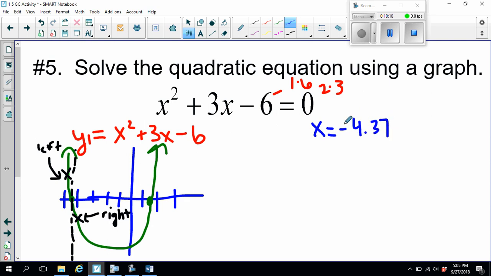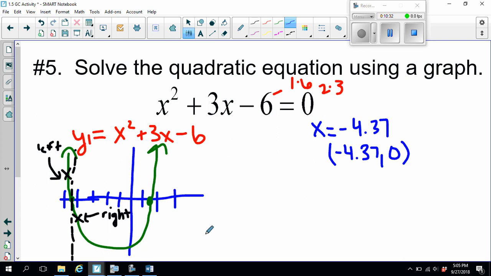And then know that this is also how you would write the x-intercept as an ordered pair. So here it's just saying x equals, and then this is our ordered pair. Now what we're going to do is the exact same thing, but for our second x-intercept.